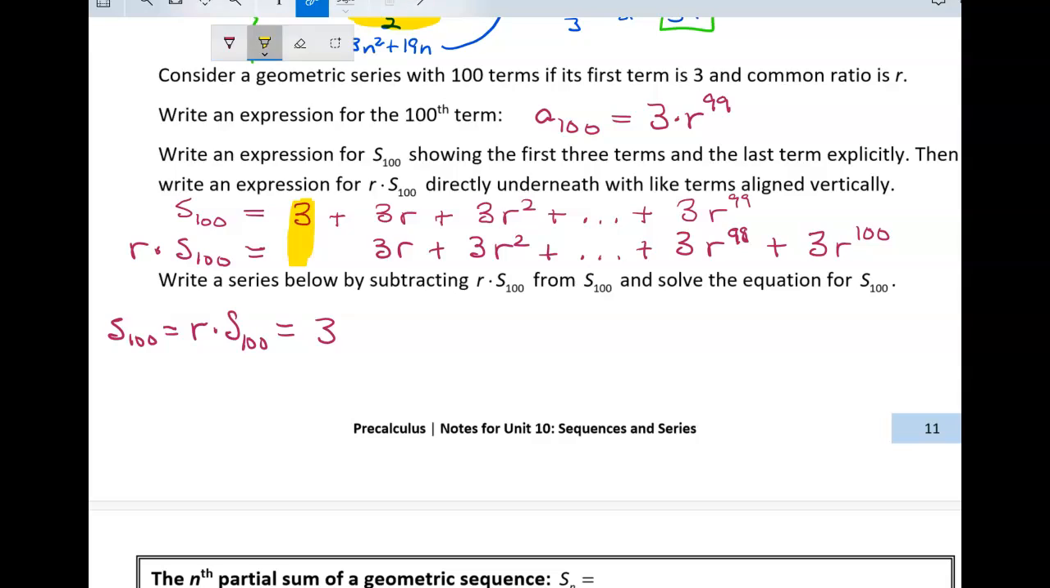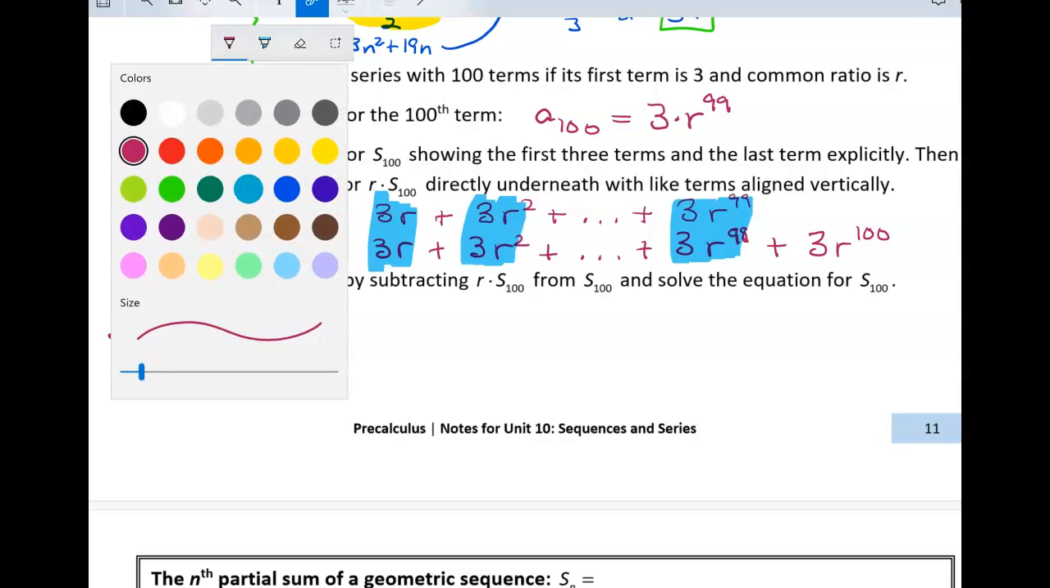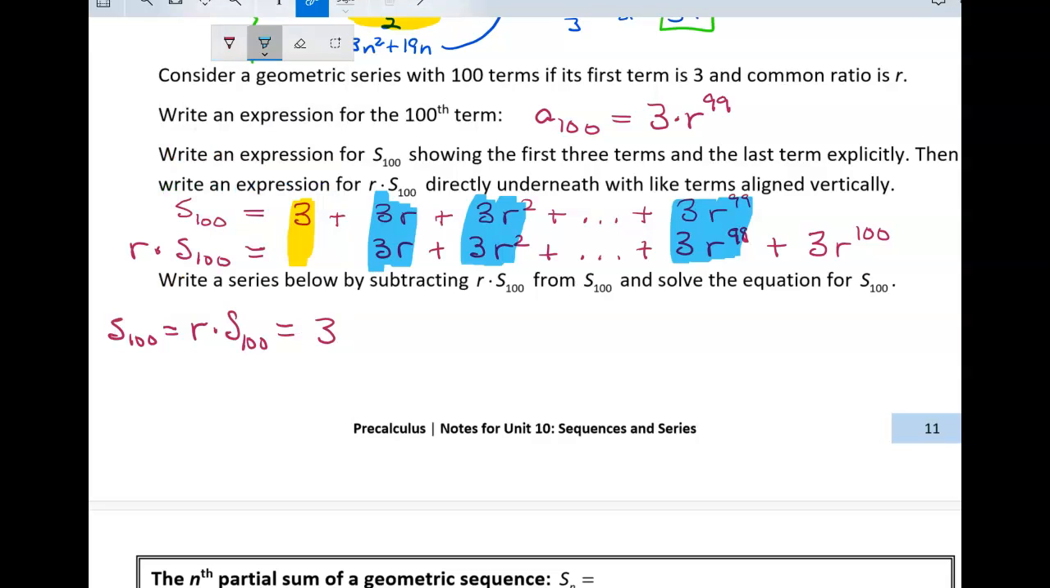Now take a look at the next set of terms that lines up. 3r minus 3r is 0. 3r squared minus 3r squared is 0. And in fact, we're going to have terms that line up that way all the way through 3r to the 99th power. Now let's look at that last pair of terms that line up. There's really a 0 in the top series. And then minus 3r to the 100th power is 3r to the 100th power.